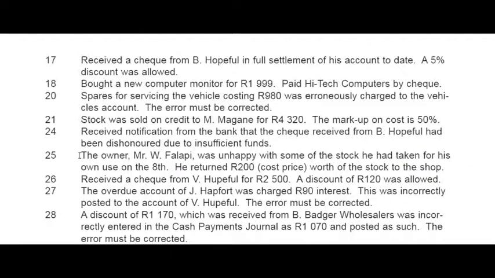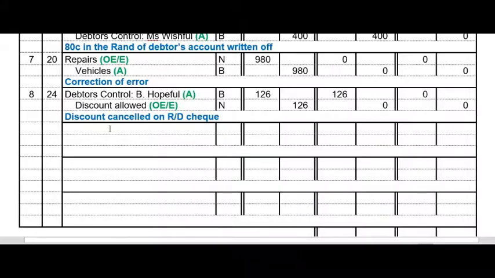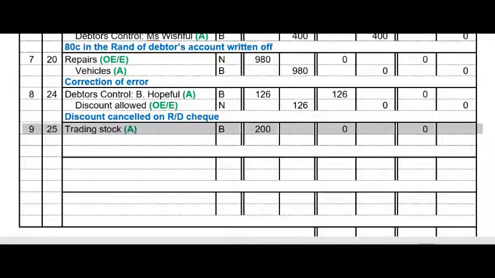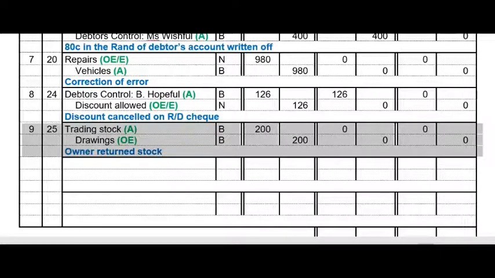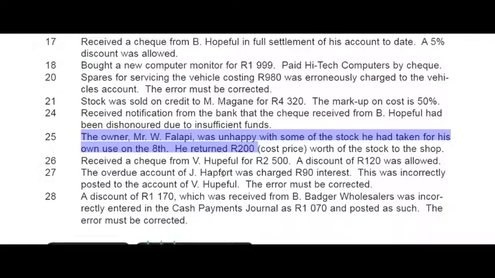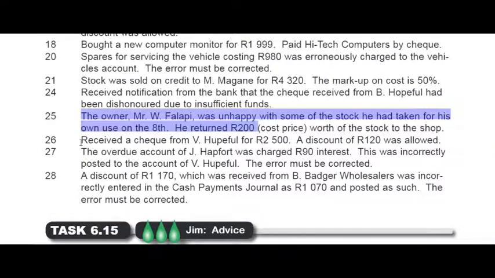The next transaction on the 25th said the owner, Mr. Falapi, was unhappy with some of the stock he had taken for his own use. He returned 200 Rand. Okay, so this will go to the general journal. When he returns stock, our trading stock will increase again on the debit side. Drawings will decrease on the credit side because he didn't actually withdraw the stock anymore, and you just say owner returned stock.